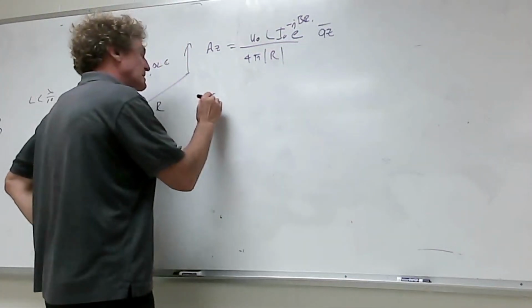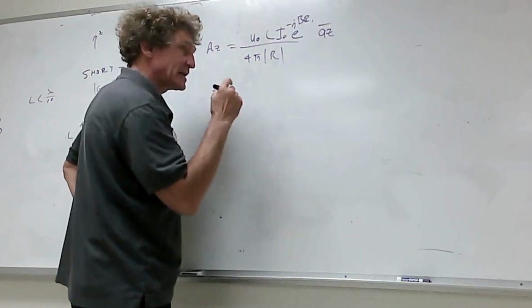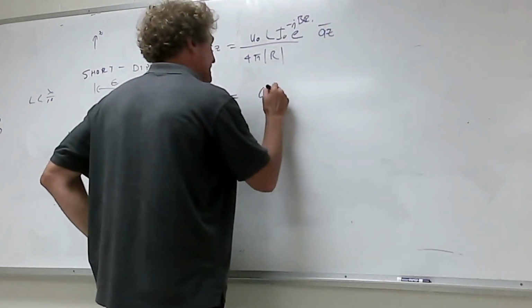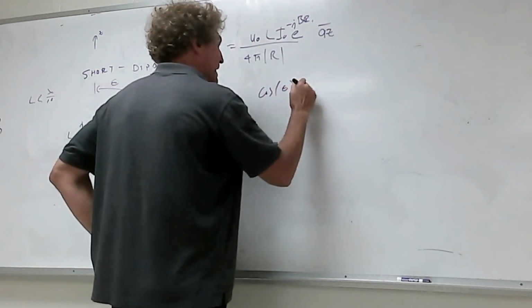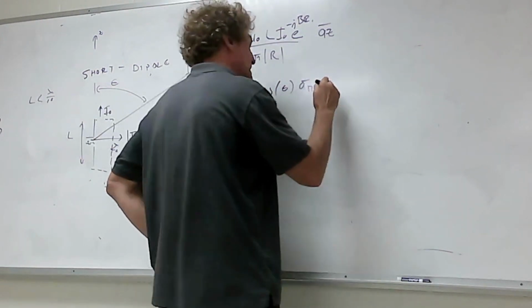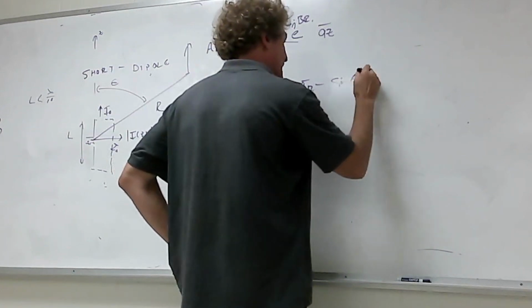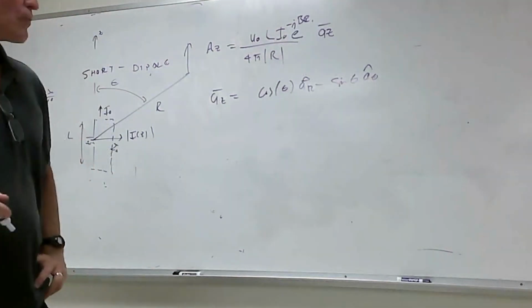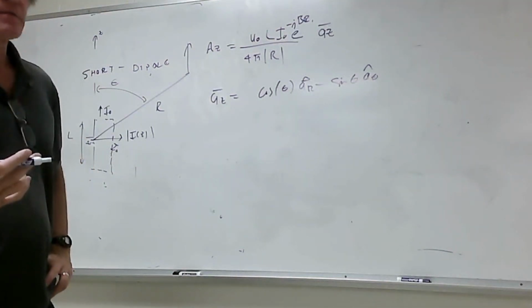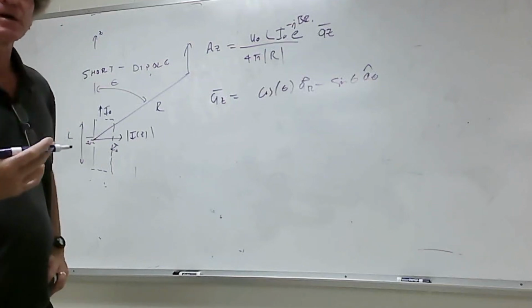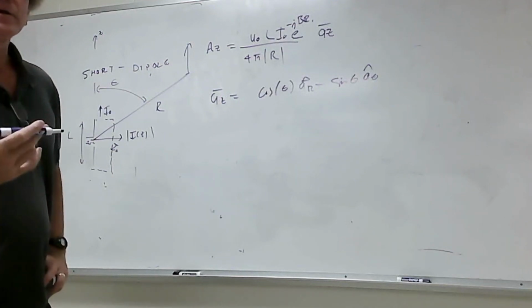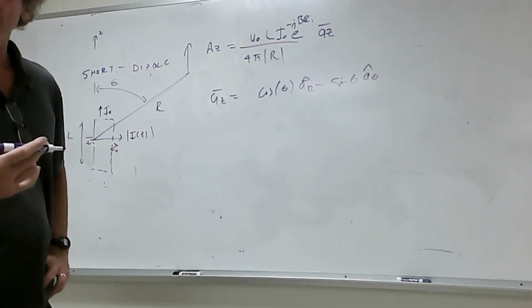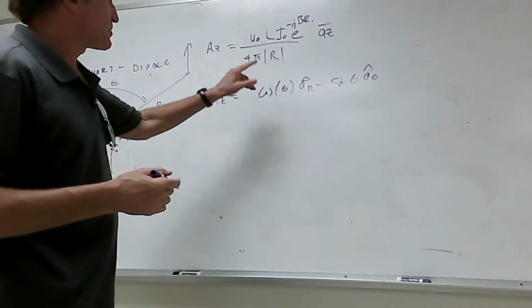After that point, normally they take AZ and say it's equal to cosine of theta AR minus sine of theta A theta. Do y'all remember me doing that for AZ? They take the vector AZ and put it in terms of unit vectors in the radial and theta directions. Y'all with me, class?